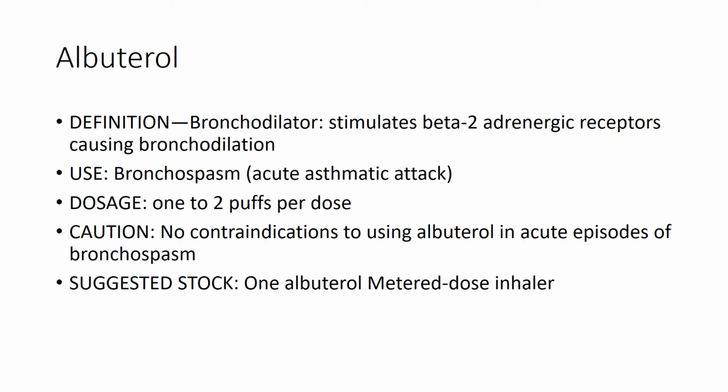First is what we call albuterol. Albuterol is a bronchodilator. It stimulates the beta-2-adrenergic receptor, which can cause bronchodilation. Albuterol is indicated for the treatment of bronchospasm. The dosage is 1 to 2 puffs per dose. There is no contraindication to use albuterol in acute episode of bronchospasm. Suggested stock for our emergency trolley is 1 albuterol metered dose inhaler.